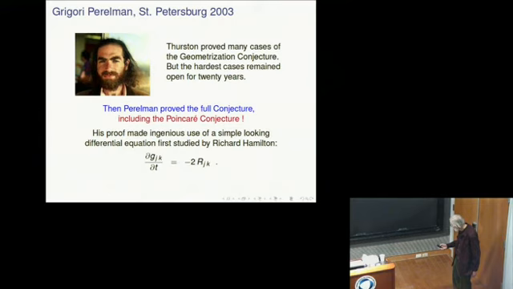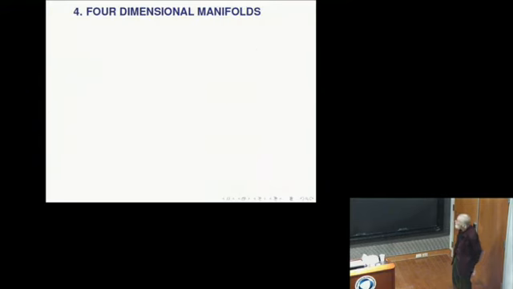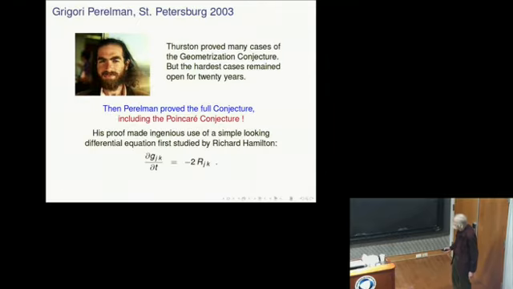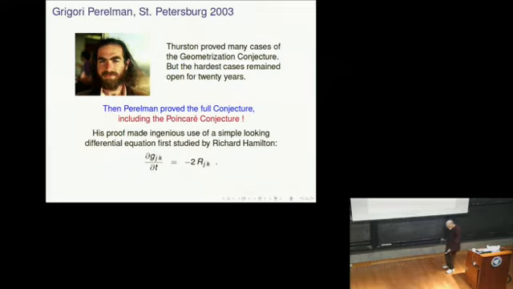and in particular, applied to the Poincaré conjecture. I should have said that. He proved the full conjecture, including the Poincaré conjecture, because it's a special case. If we have a simply connected manifold, the conjecture implies that it is the standard sphere.